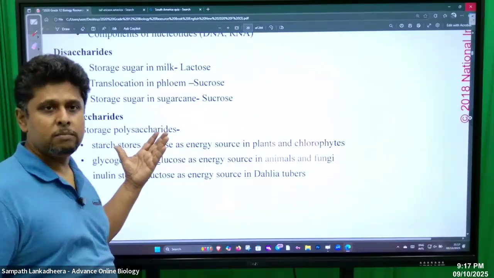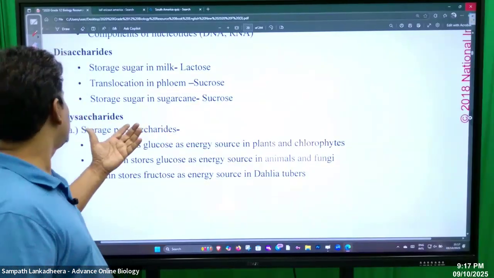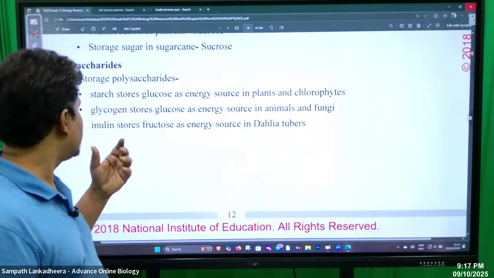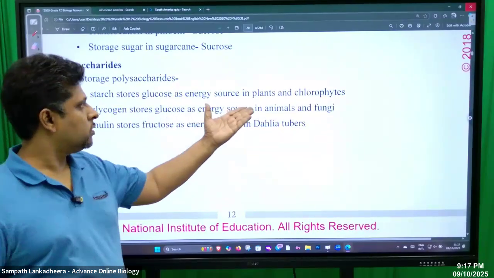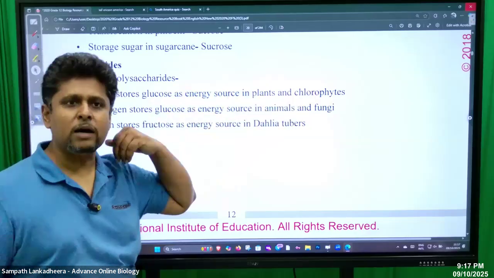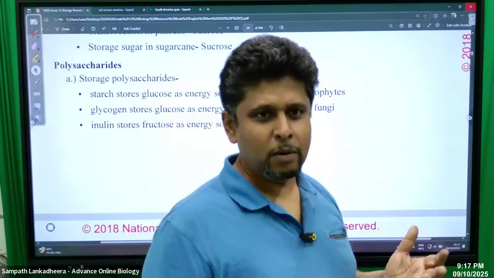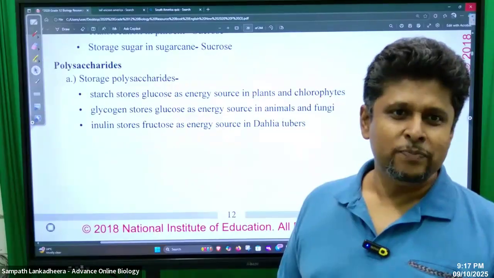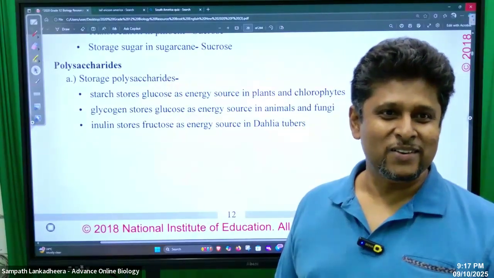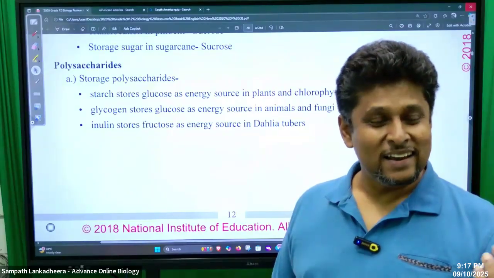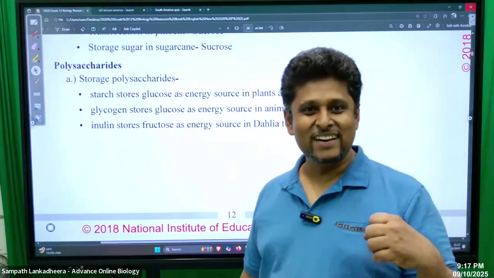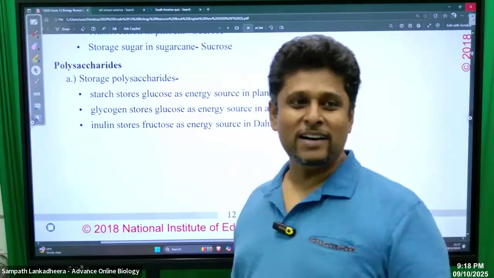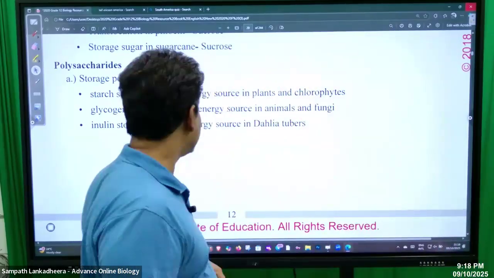Disaccharides: storage sugar in milk, translocation in phloem, storage sugar in sugarcane. The storage polysaccharide: starch in plants and chlorophytes. What are chlorophytes? Can you give me an example? What do you call chlorophytes in a simple way? Green algae. Jaya Prakash, you're correct. Green algae. So say that.